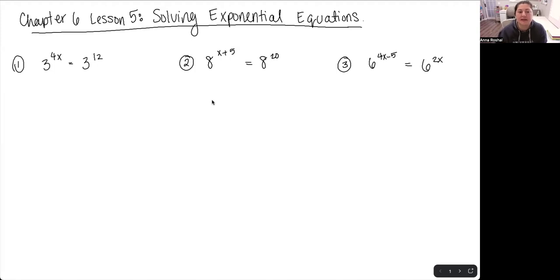My name is Anna Rochelle, and we are in Algebra 1, Chapter 6, Lesson 5, Solving Exponential Equations. Some of these are a little bit more basic than others, and some of them require graphing calculators. Some of them require knowing your perfect squares and perfect cubes and perfect whatever, fourth, fifth, sixth exponential power. So we're going to get started.